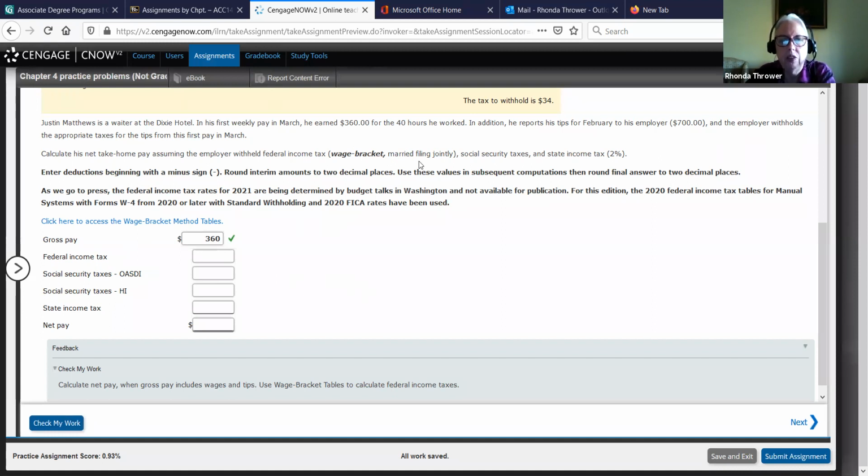We also need to know the total amount of wages plus the tips that are subject to the federal income tax. You're going to add 360 plus 700 together to get the total amount of 1,060, and we're going to calculate the federal income tax on this 1,060. So I'm going to click here to show you how you get to the wage bracket method.